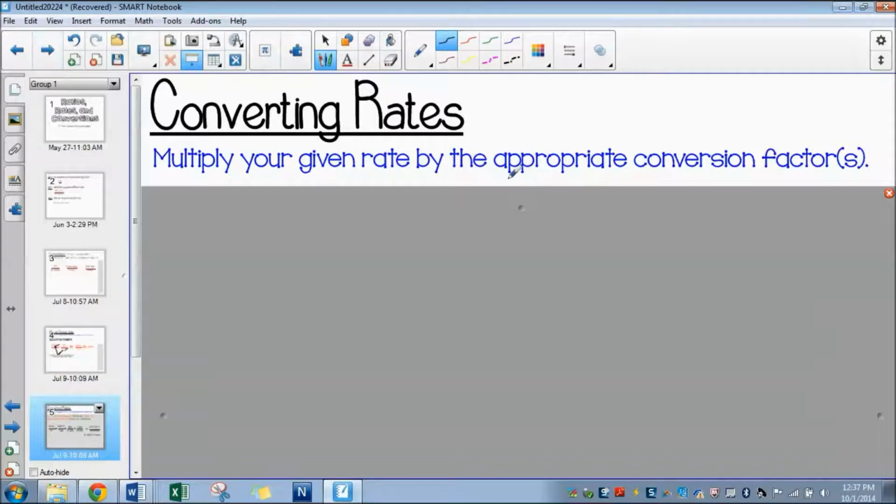Okay, let's look at another one. Here's some more of converting rates. Before we converted units, now we're going to convert a rate where I've got a comparison of two of them, such as miles per hour. So you multiply your given rate by the appropriate conversion factor. It's the same how-to that we saw before.